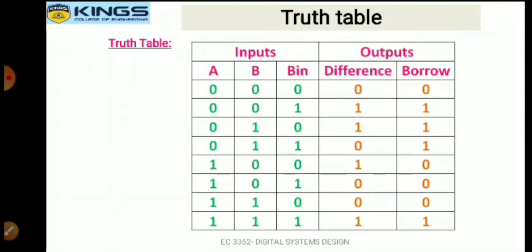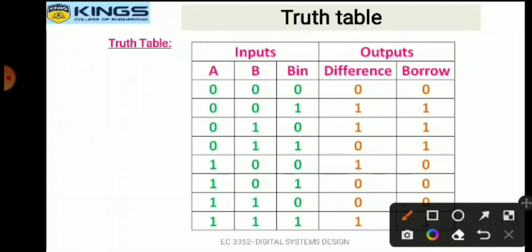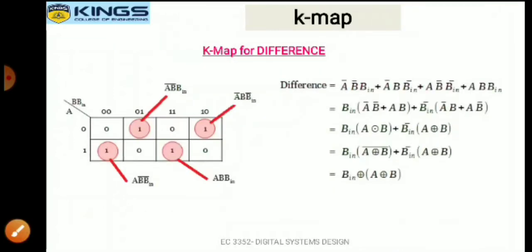ஓகேவா. ஸோ the next fourth step is nothing but we have to plot the K map, draw the K map for difference and borrow. ஸோ பாருங்கள், இங்கே வந்து 3 inputs இருக்குது அப்படின்றதுனால we can draw 3 variable K map since it is having 3 variables. 3 variables are nothing but what? A, B and B in. Okay. See here, next step, this is the K map for difference.